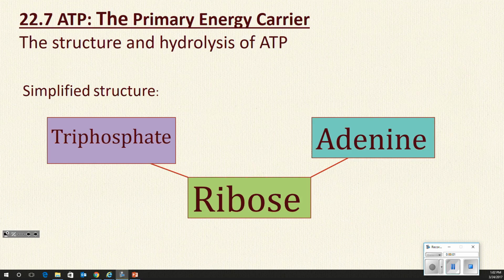Okay, so we stopped at this 122.7. We talked about ATP. So, simplified structure, it's triphosphate, the ribose, and the adenine, as we're looking at ATP.